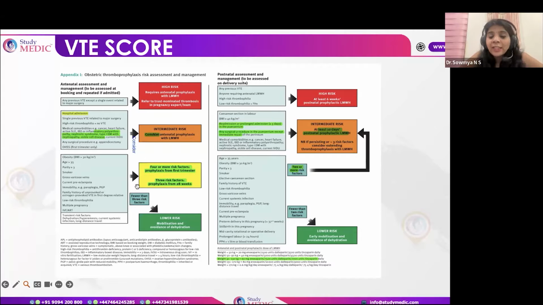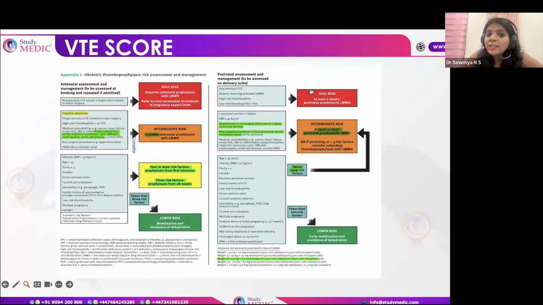However, if it is less than 3 factors, if there are 1 or 2 risk factors, you advise them to have mobilization, hydration, and things like that. When you come to the postnatal period, the number of risk factors you consider is less, because they are more prone to VTE risk in the postpartum.